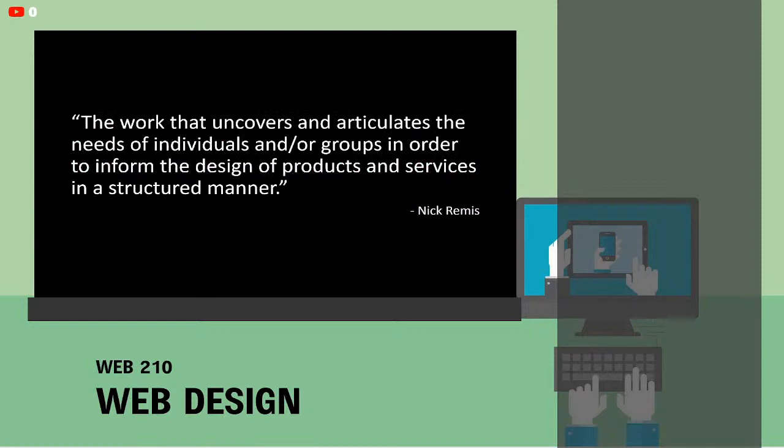I'm reminded of this quote from Nick Remus, who said, "The work that uncovers and articulates the needs of individuals and/or groups in order to inform the design of products and services in a structured manner." That's Nick Remus's definition of what research is and what research does. Right? It's the work that uncovers and articulates. Let's break these terms down, right? First one's uncovers.